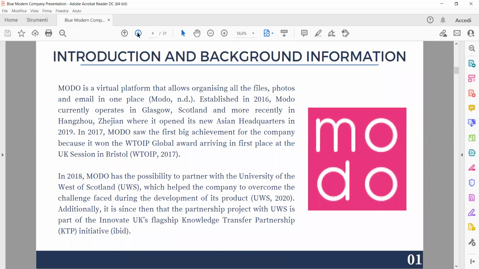MODO is a virtual platform that allows users to have all their documents organized in one place. In 2017, MODO won the WTOIP Global Award, arriving in first place, and this is considered the first big achievement for the company. In 2018, MODO partnered with UWS, which helped the business to overcome the challenge faced during the development of its product.